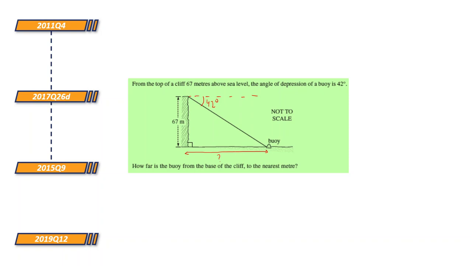Again, 90 minus 42 is 48 degrees, so you know this. Then if this is the angle, this one is opposite and this one is adjacent. Again, you need to use tan.